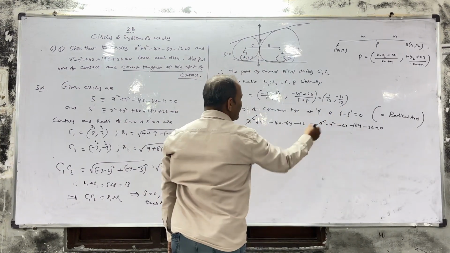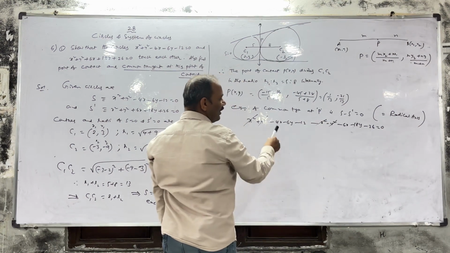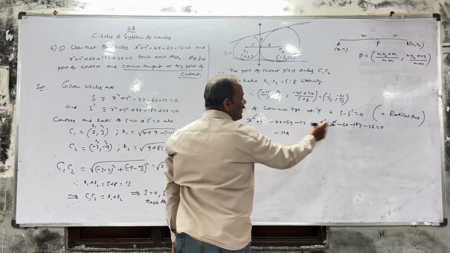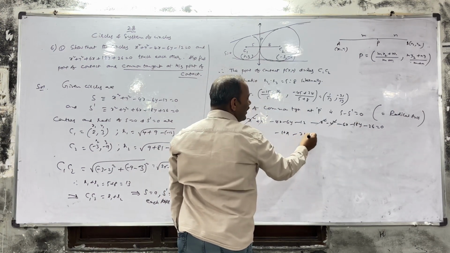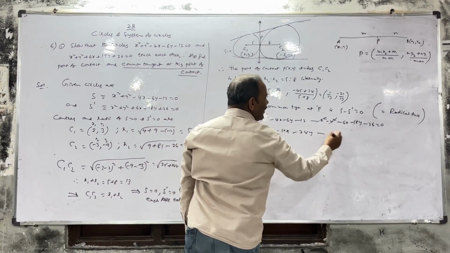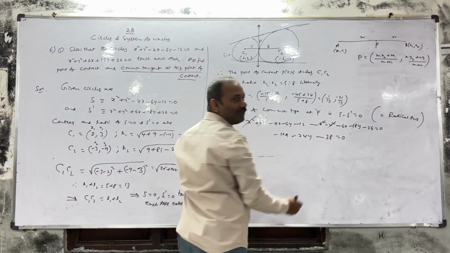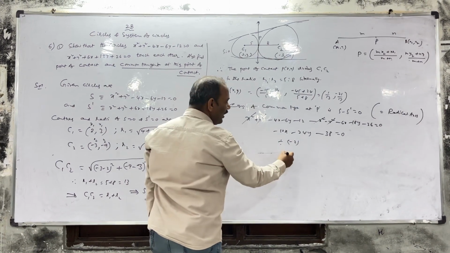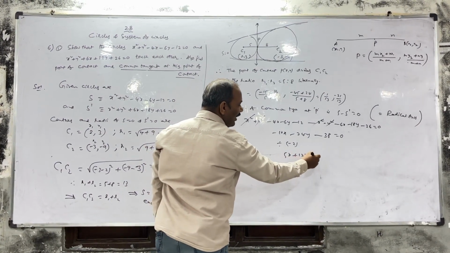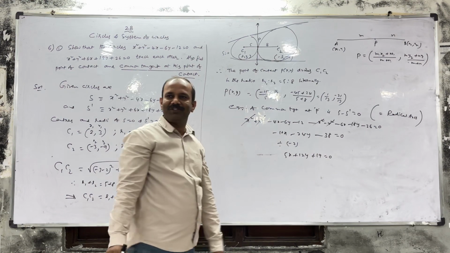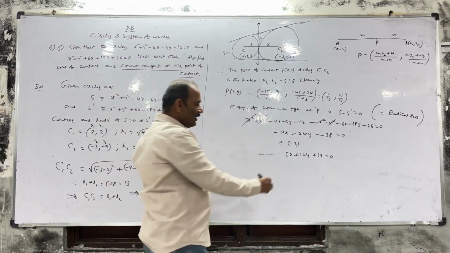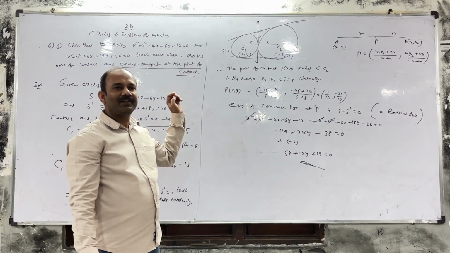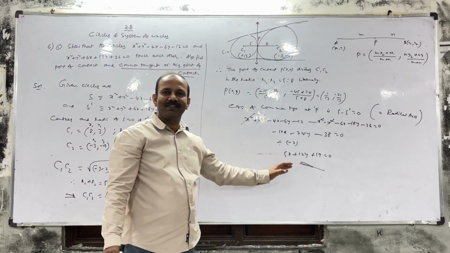Here x square cancels with x square, y square cancels with y square. Minus 4x minus minus 6x gives 2x. Minus 6y minus minus 18y gives 12y, and minus 12 minus minus 26 gives 14. Dividing this equation on both sides, we will get 5x plus 12y plus 19 equal to 0. Now this is one method for finding the common tangent, or simply the radical axis.